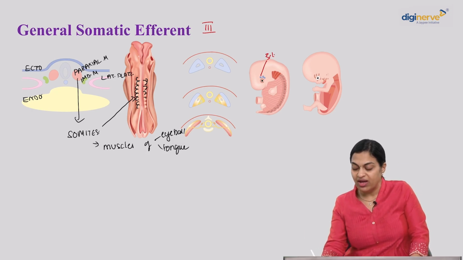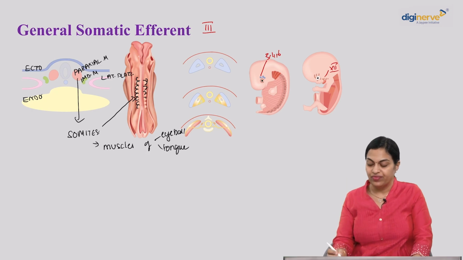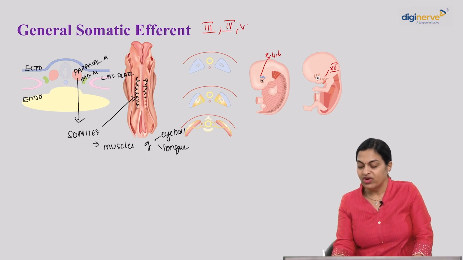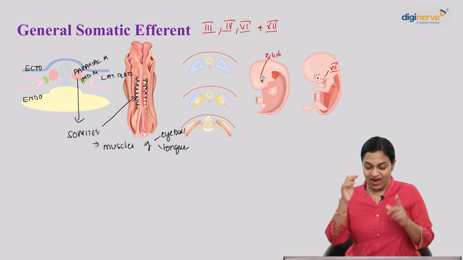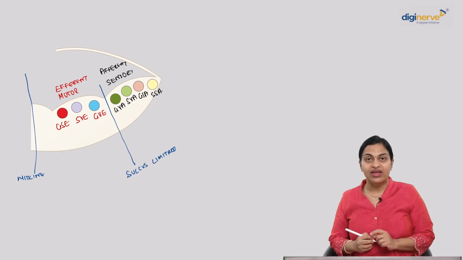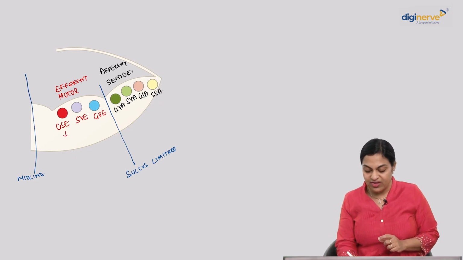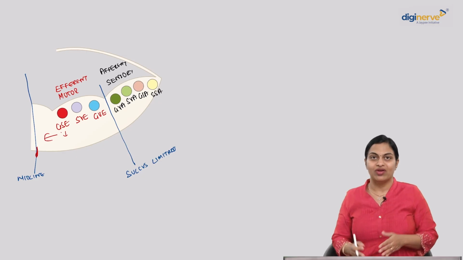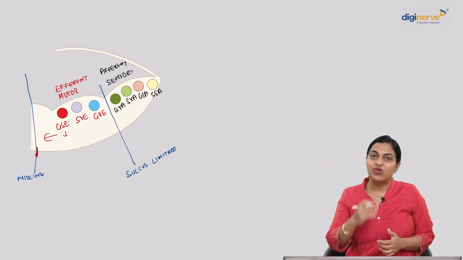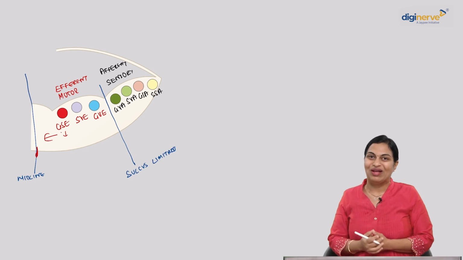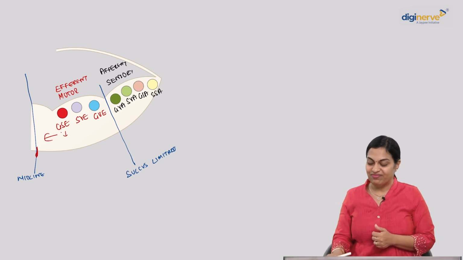the eyeball innervated by 3rd, 4th and 6th. The muscles of the tongue are innervated by the 12th hypoglossal nerve. So 3, 4, 6 and the 12th nerve. They all come under general somatic efferent. Okay, I'll take you back to this picture. Where did we see general somatic efferent? Here is the midline. This is general somatic efferent. So 3, 4, 6 and 12. You can see those cranial nerves emerging on either side of the midline. Okay? Yes.